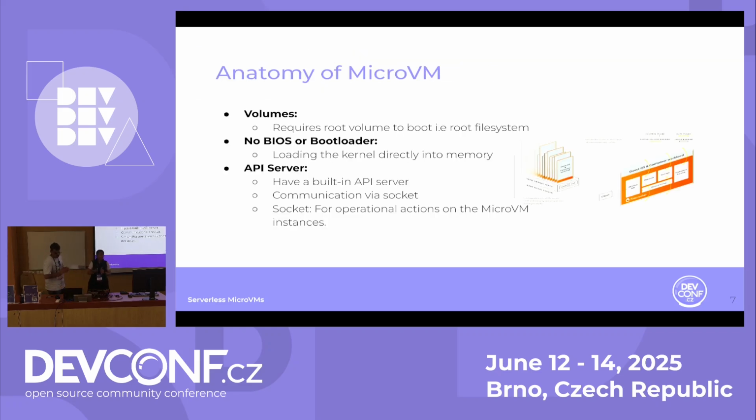What exactly does a micro-VM require? It's nothing, just a kernel image, a root file system, and an API server. So it requires the root volume and your kernel file system. It doesn't care about your bootloader. It does not require a bootloader. It just loads your kernel directly into the CPU memory, and your micro-VM is started.